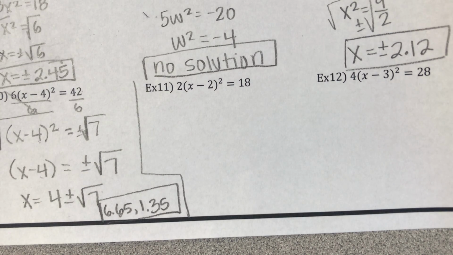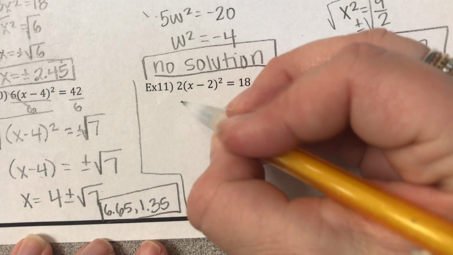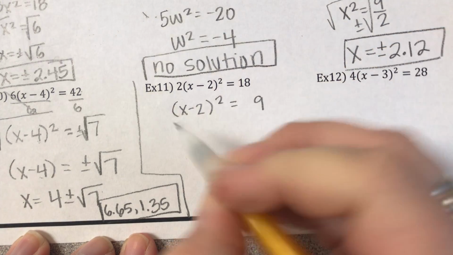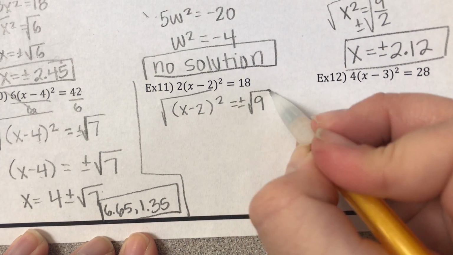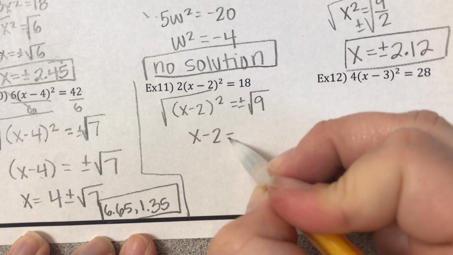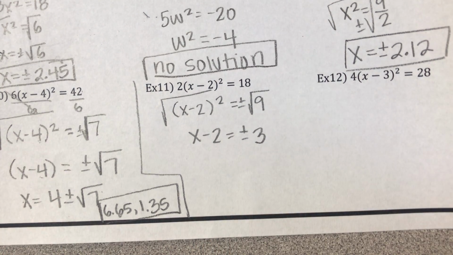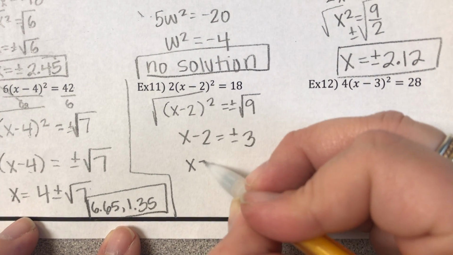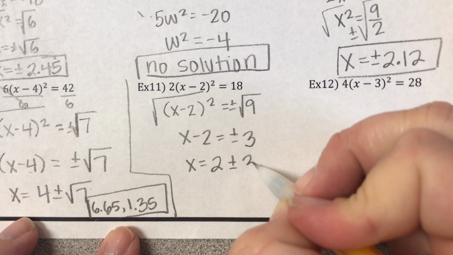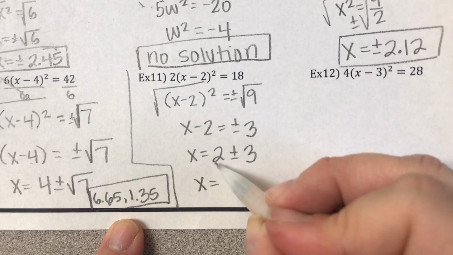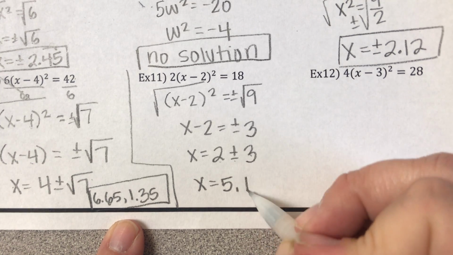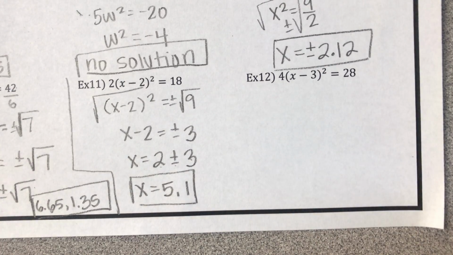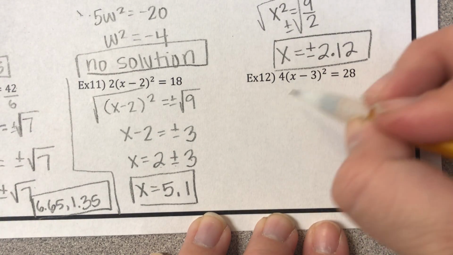Okay, let's look at number 11. The first thing I'm going to do is divide by 2. So now I have x minus 2, that quantity squared, equals 9. Now I'm going to take the square root of both sides. So x minus 2 equals plus or minus 3. But I don't want to know what x minus 2 is. I want to know what just x is. So I'm going to add 2 to both sides. So 2 plus or minus 3. 2 plus 3 is 5. 2 minus 3 is 1. And then I'm done.